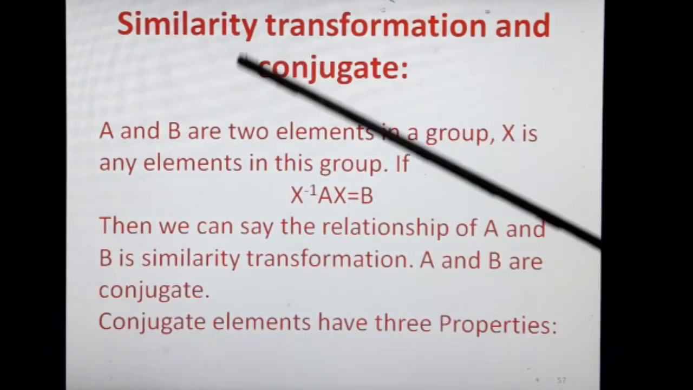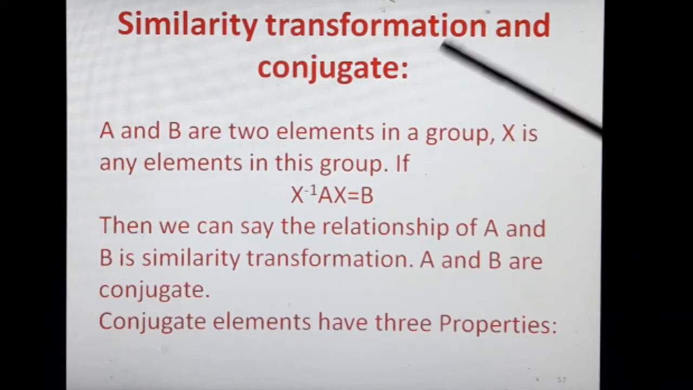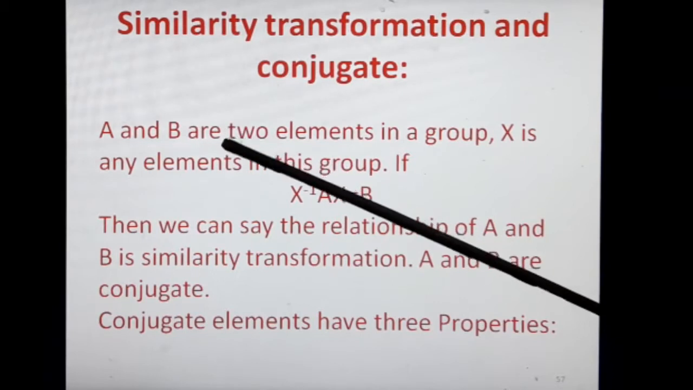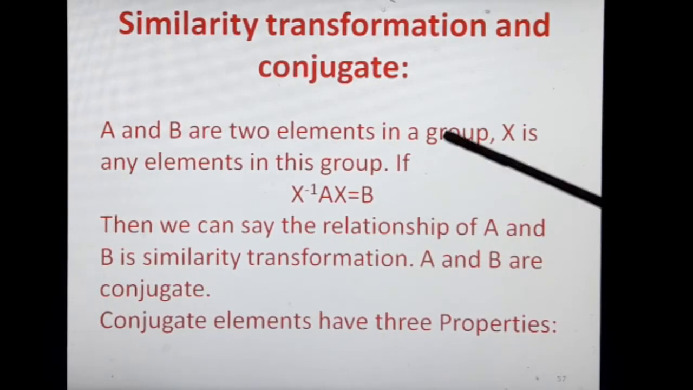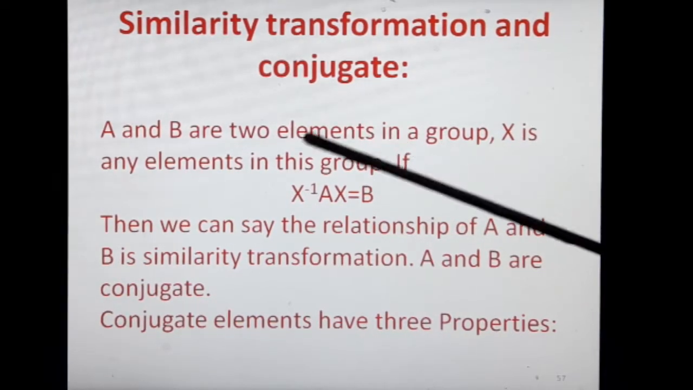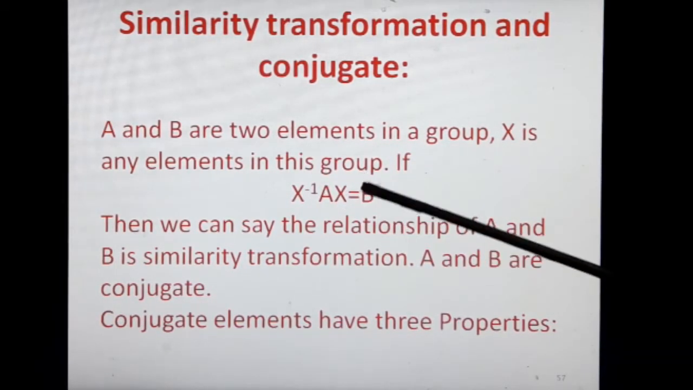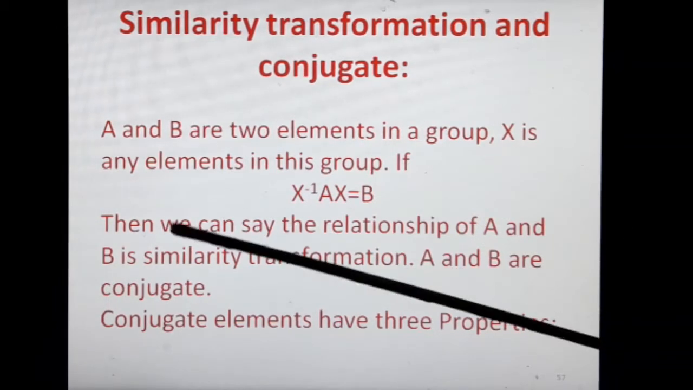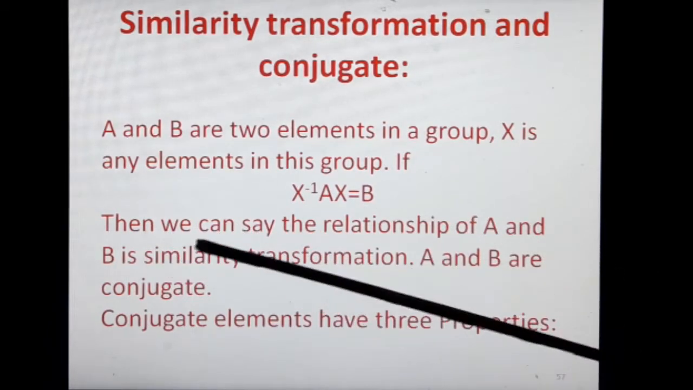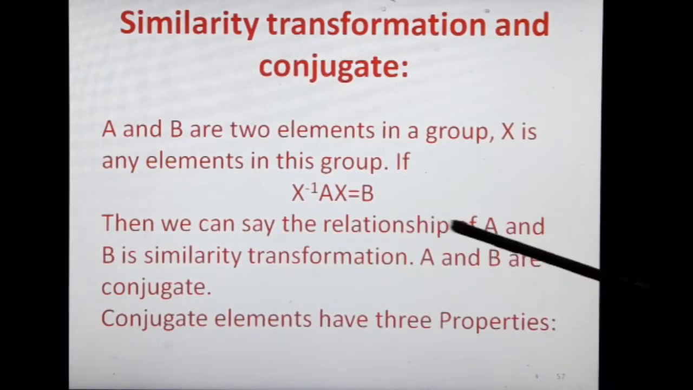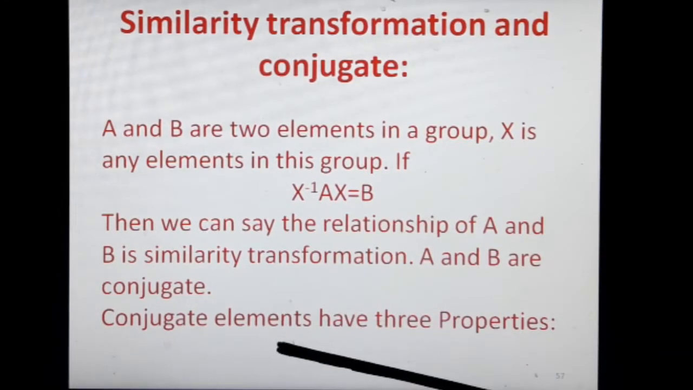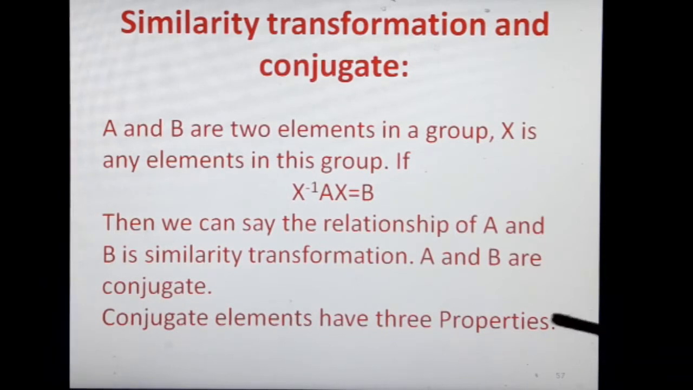Now, the similarity transformation and conjugate. If A and B are two elements in a group and X is any element in this group, and if X inverse A X is equal to B, then we can say that the relationship of A and B is a similarity transformation. A and B are conjugate. Conjugate elements have three properties.